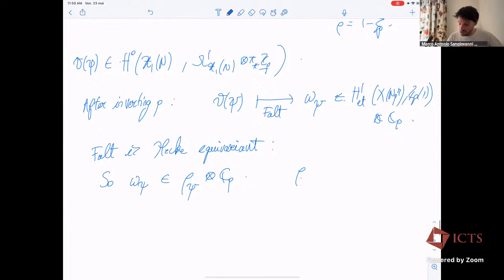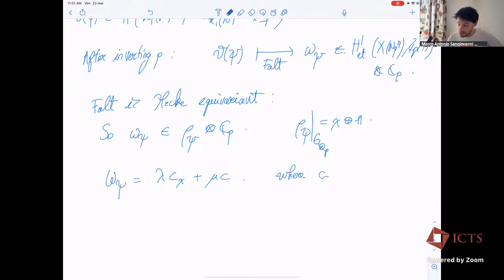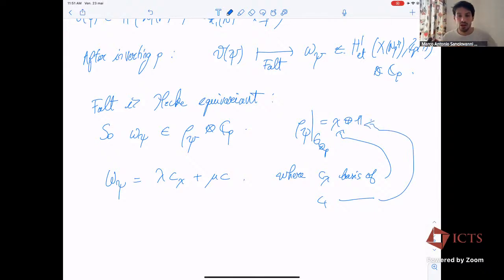So if rho psi, at least restricted to G_Qp, was equal to chi plus the trivial character, then omega psi will be just a sum of, say, lambda times c_chi plus mu times c_1, where c_chi is a basis of this representation chi, and c_1 is obviously a basis of the trivial one. Okay.